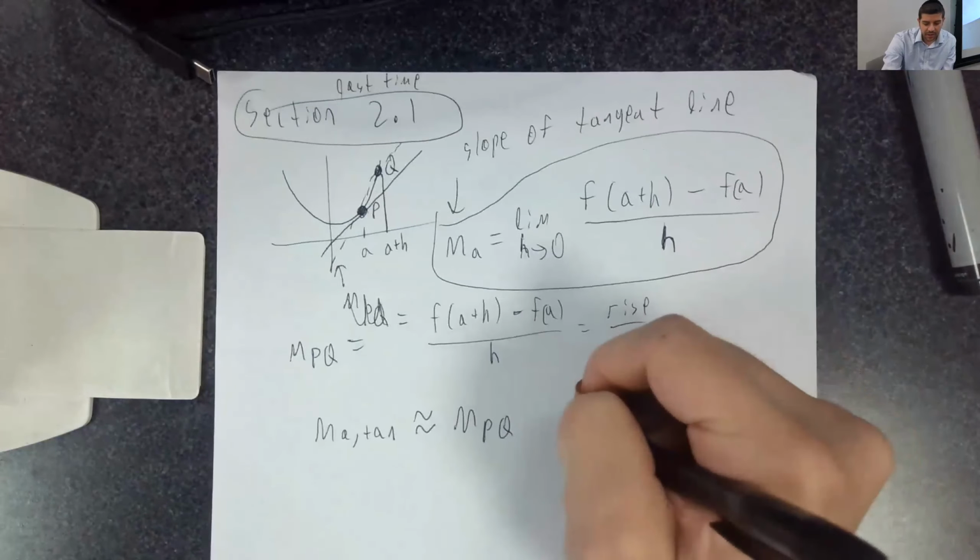And we had velocity, just so you guys could compare it. Velocity is when you have a function that's giving you position. And we had the instantaneous velocity was the limit as h goes to 0 of f of a plus h minus f of a, divided by h.